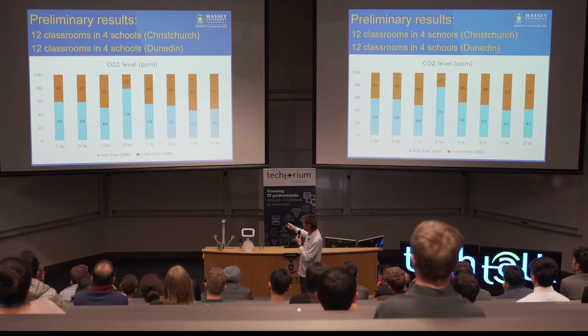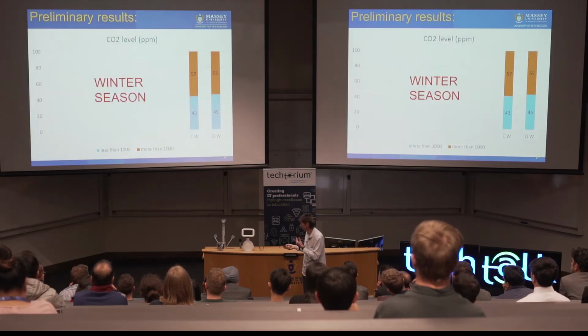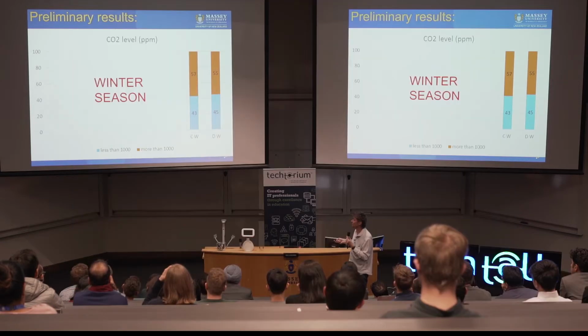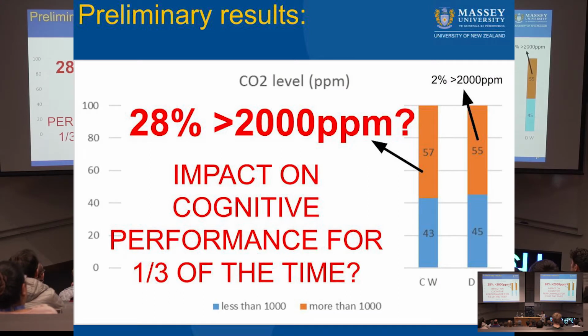I would like just to focus on the winter, this one, for tonight. So we've got 57% of the time the kids in Christchurch school were exposed to level of CO2, which were above 1,000 ppm. And it was very similar in Dunedin. And going a bit further, again, it's averages. 28% of the kids in Christchurch were exposed to a level of CO2 which is above 2,000 ppm.